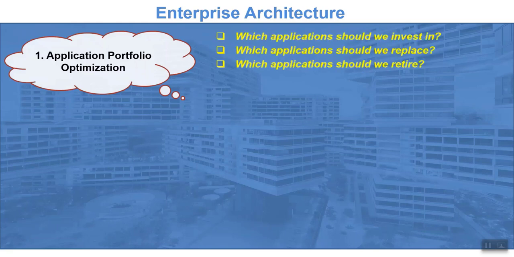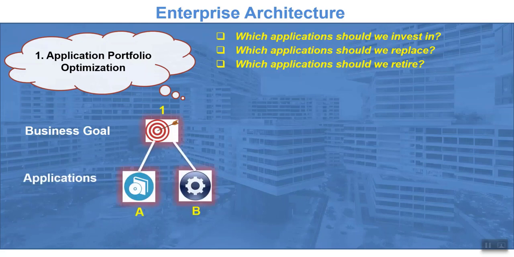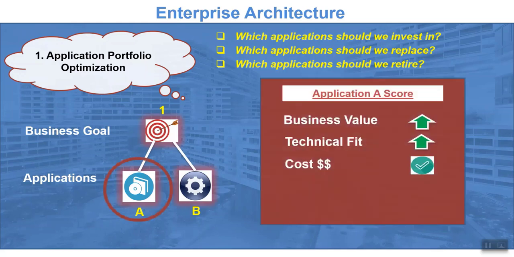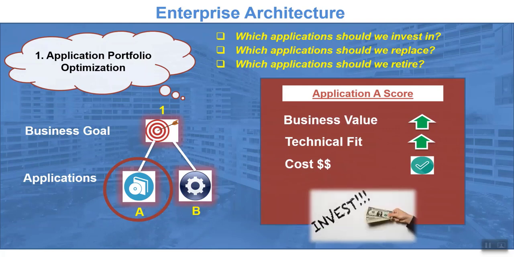Enterprise architecture helps us to answer questions like which applications we should invest in, which applications to replace, and which applications to retire. For example, if we have 2 applications serving a specific business goal of the organization, with deeper assessment of application A, we realize that application A has a high business value and is technically fit. For example, it is reliable, scalable, and using modern technologies and can survive for the coming 5 years. The conclusion here will be that we need to invest more in application A.